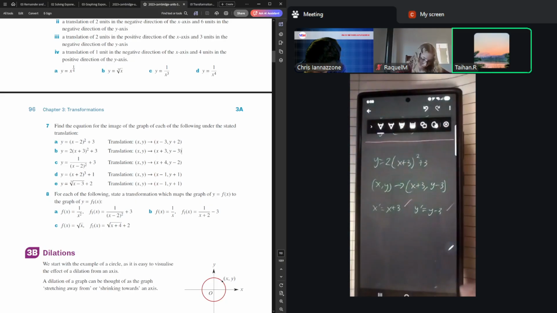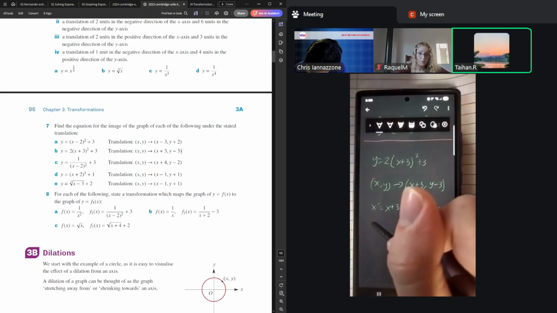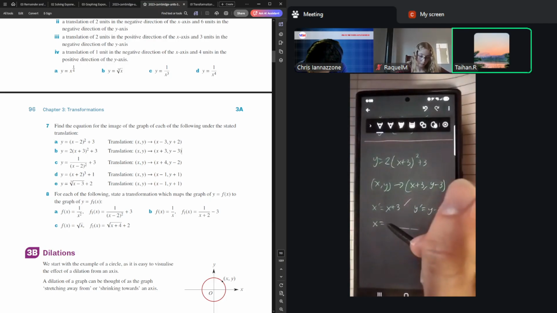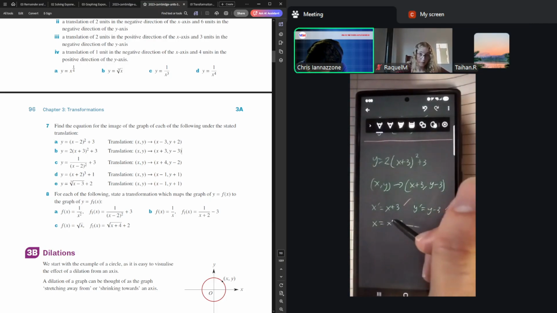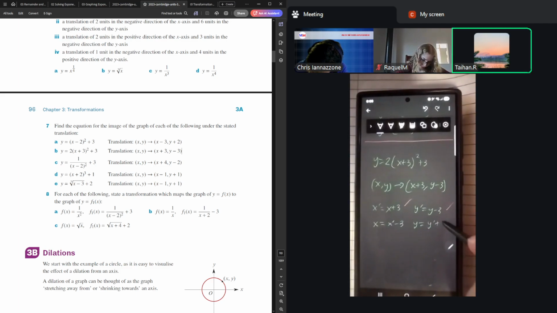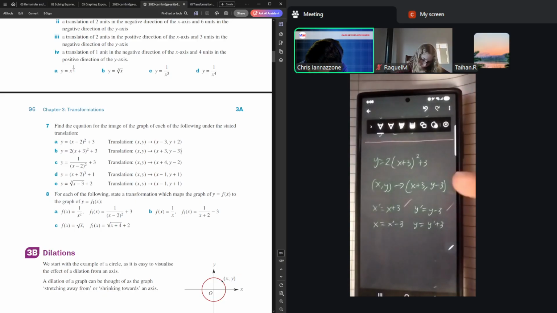Then, rearrange so that the x and y is by itself. So you would have x equals x dash minus 3, and then y equals y dash plus 3. Perfect. Exactly as you said, rearrange to get the x and the y.